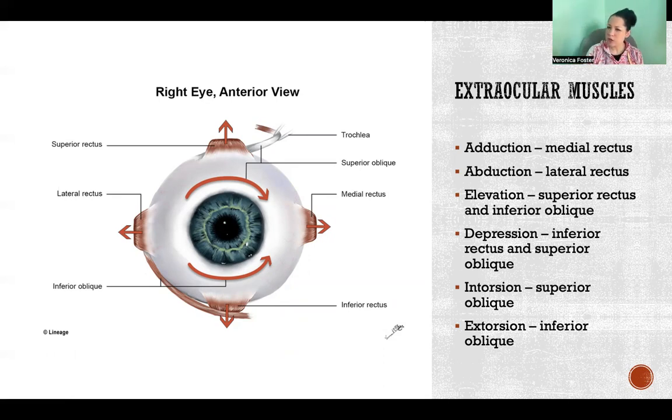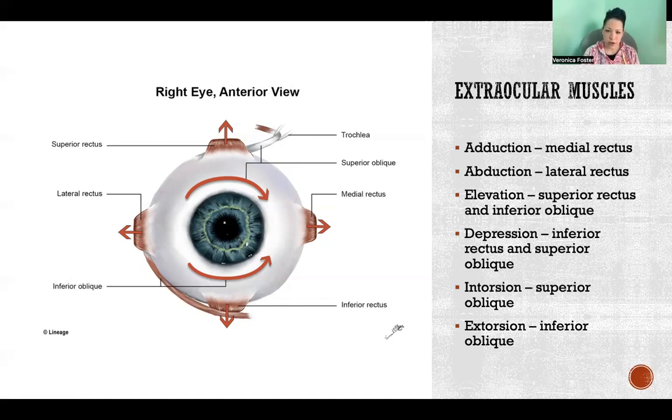Then elevation and depression are a little bit more complicated because it depends on how much the eyeball is currently adducted or abducted when the eyeball elevates or depresses. So elevation is a combination of actions of the superior rectus and inferior oblique. So that is this muscle down on the bottom here that is kind of sideways hooked underneath the eyeball. So those 2 muscles, superior rectus and inferior oblique, together cause elevation.